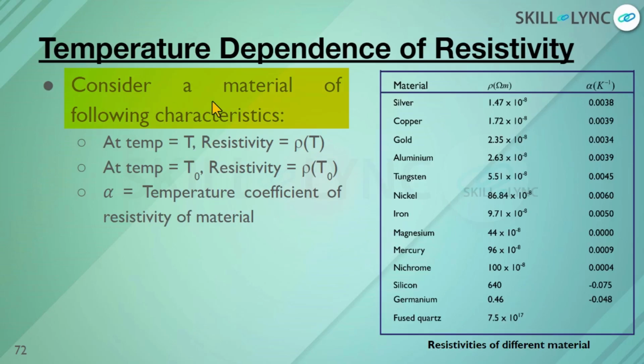Now we are going to study temperature dependence of resistivity. Consider a material with the following characteristics. At temperature equal to T, the resistivity is equal to rho T.